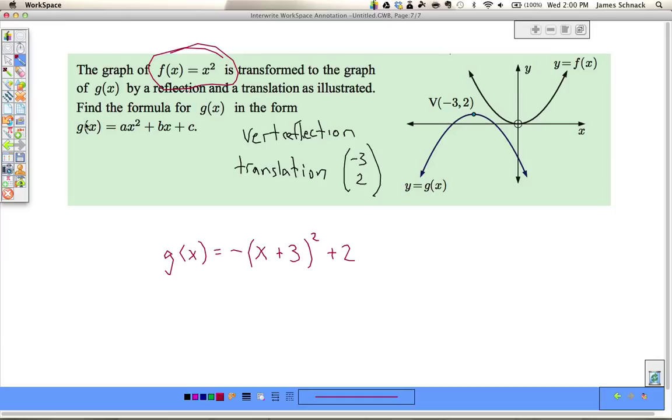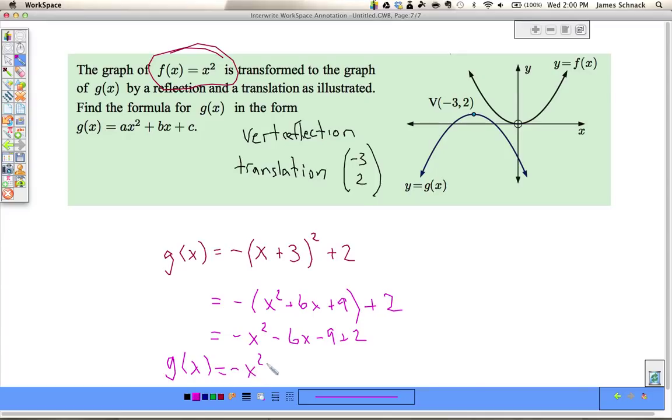But notice that we want this written in standard form. This would be vertex form, wouldn't it? So how do we get there? Well, we expand. Please don't kill any puppies. Don't distribute this exponent. Save the puppies, ladies and gentlemen. Remember to FOIL. Now we distribute the negative, collect like terms, and we are done.